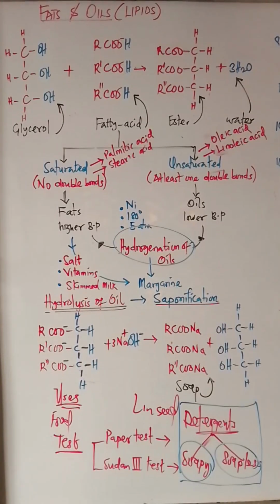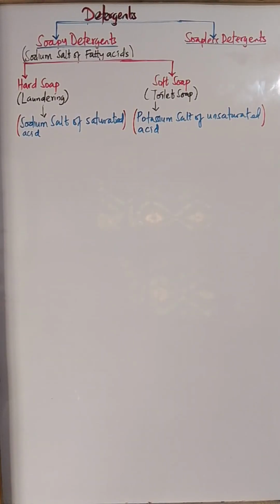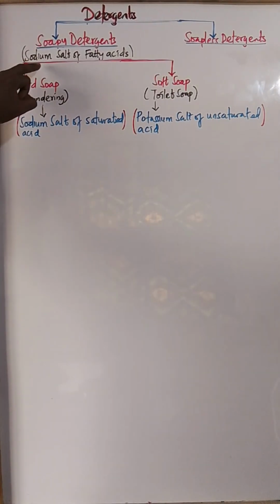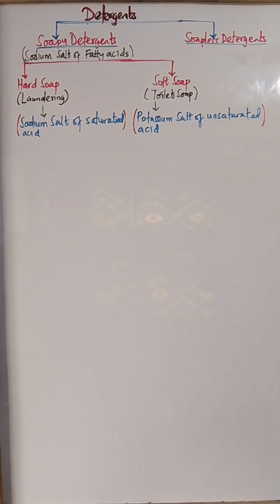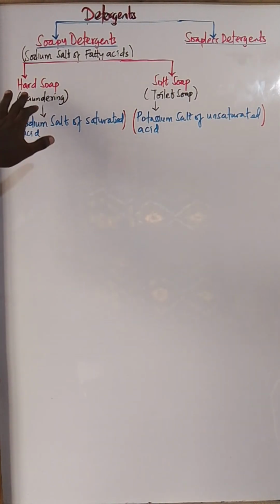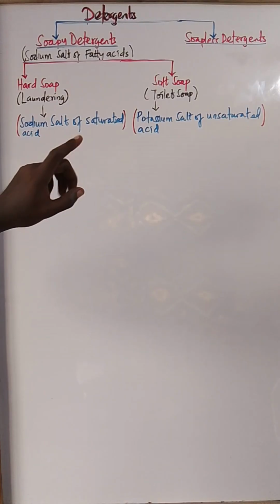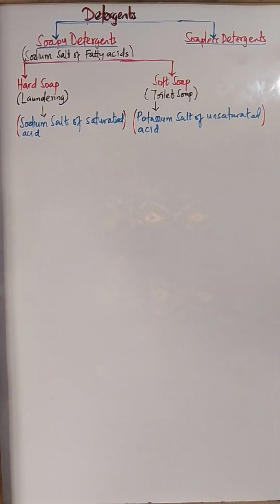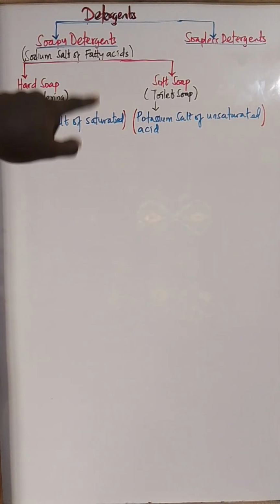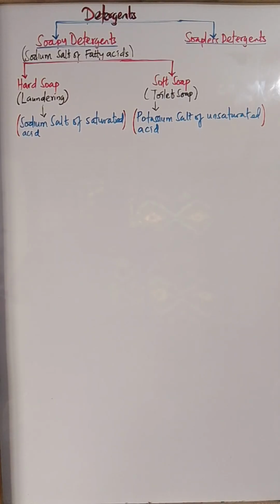Now let's quickly talk about soapy and soapless detergents, then we can move to the next family, alkanals and alkanones, aldehydes and ketones. So these detergents are either soapy detergents or soapless detergents. And soapy detergents are sodium salts of fatty acids, as I've explained. And there are 2 kinds: the hard soap and the soft soap. The hard soap is used in laundry to wash clothes, plates, and the likes. But the soft soap is used in toilets to wash hands, to bathe and the likes.